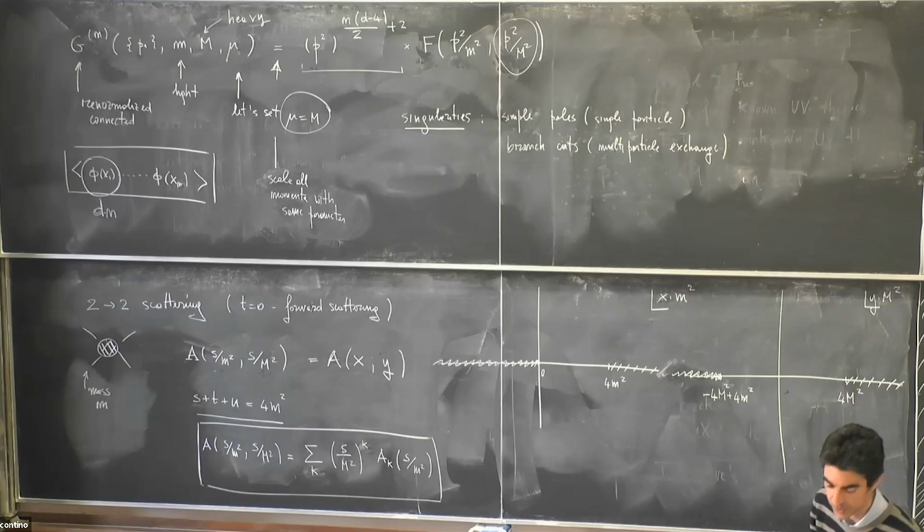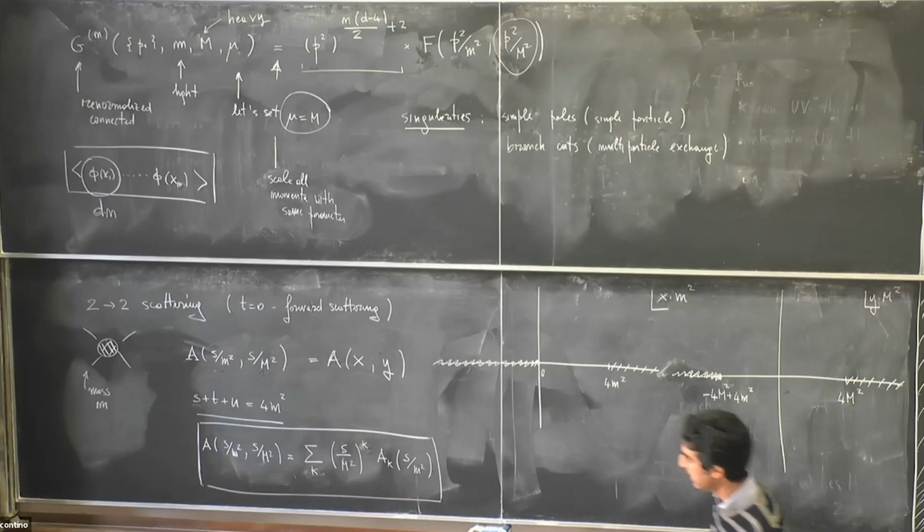Go ahead. Hi. So I'm a bit confused about this. How did you derive these relations from analyticity? That's the first thing. And before even that, we are considering here a 2-to-2 scattering of a small m going to big M, and what is the process that we are considering? Maybe I just missed that point.